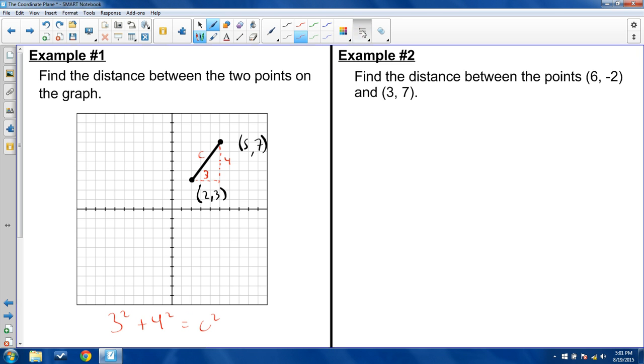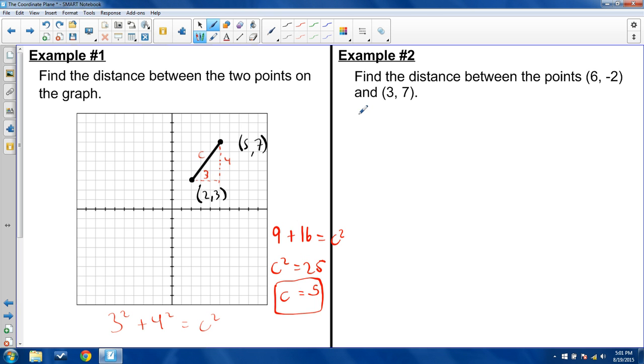Okay. Moving on from there, 3 squared is 9, 4 squared is 16. So C squared is 25. So C is 5. It's not negative 5, as you can take the square root of both sides. You would actually get plus or minus 5, but distance is only positive. So that is 5 right there. I didn't plug things into the distance formula, but I used what the distance formula is, literally.